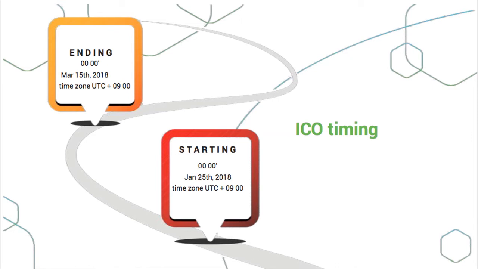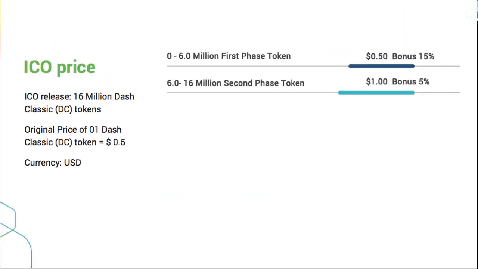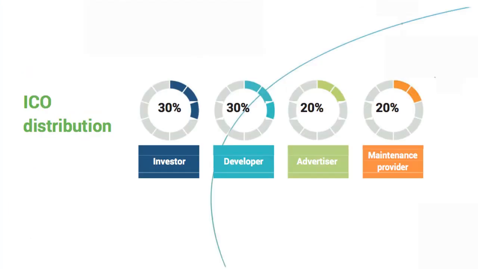Ending: 0000 March 15th, 2018, time zone UTC 0900. ECO timing. Starting: 0000 January 25th, 2018, time zone UTC 0900. ECO price. ECO released 16 million Classic DC tokens. Original price of 01 Classic DC token equals 0.5. Currency used. ECO distribution: 30% to investors, 30% to developers, 20% to advertisers, 20% to maintenance providers.